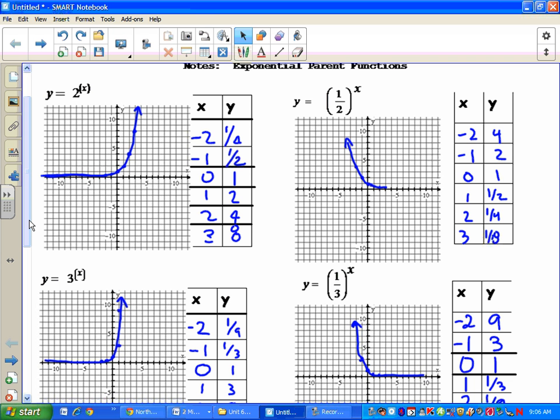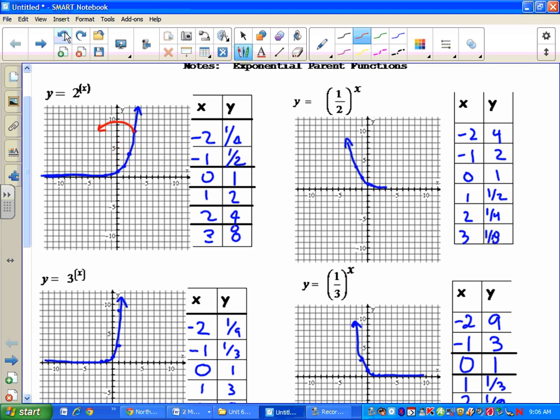Over what? Did it reflect over the y-axis? Everybody stay in on this conversation. Did this flip over the y-axis? In other words, did this point come over here, and this point come over here, and this over here? And all of this over there? Yes? That's what happened? Okay.